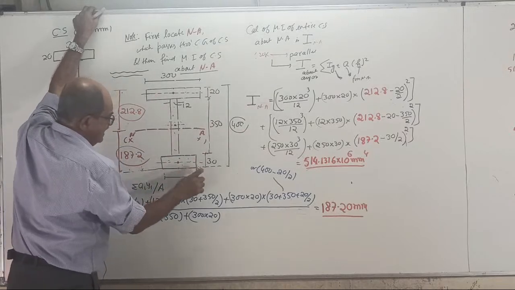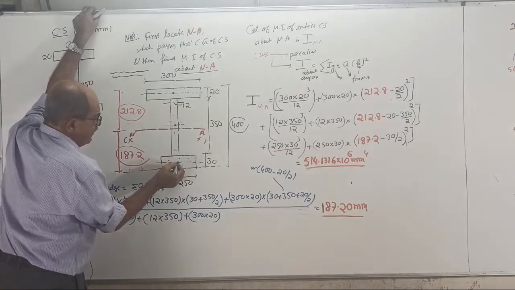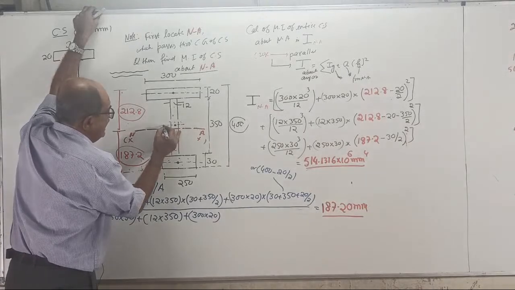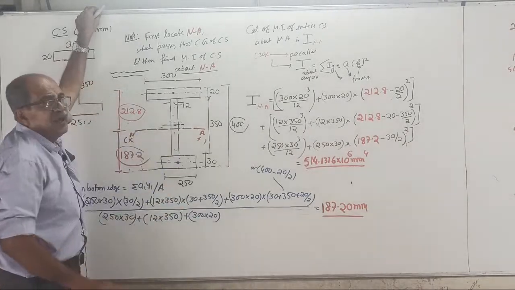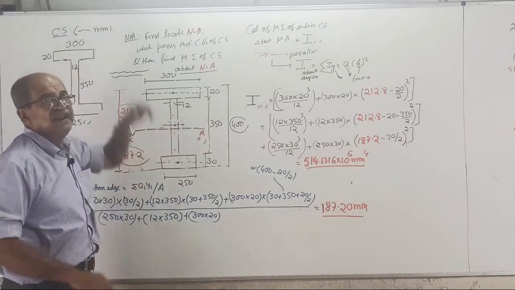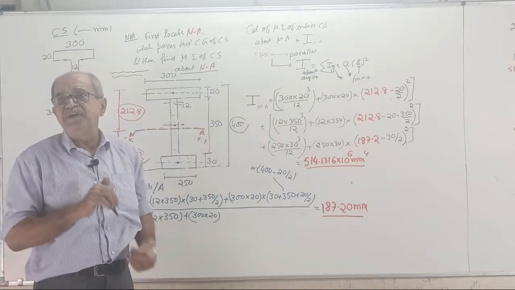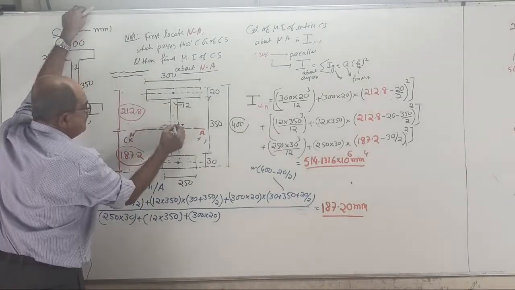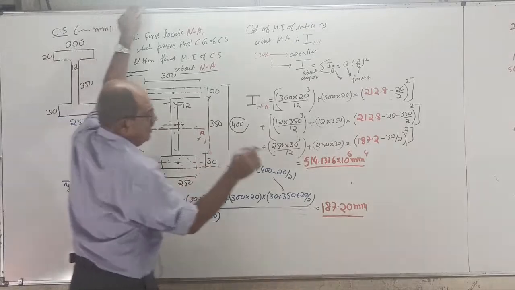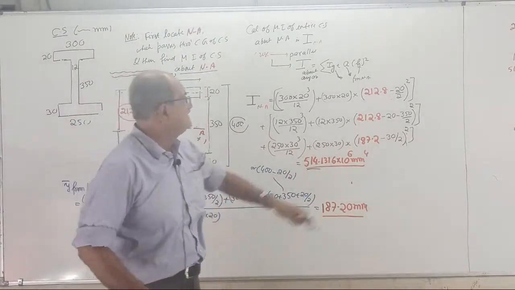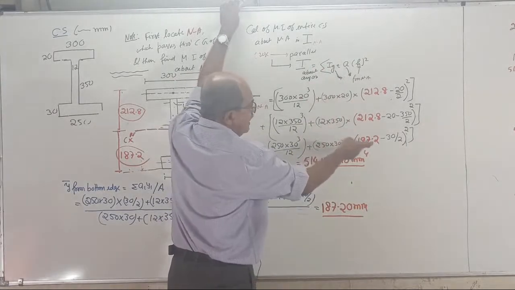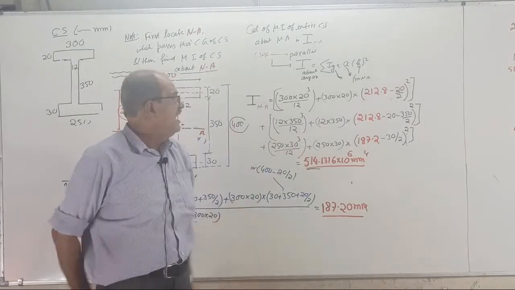For the bottom one, 250 into 30 cube by 12 plus area into the distance from CG to here, squared, which is 187.2 minus 30 by 2 square. For the web, first about its own axis, 12 into 350 cube by 12 plus area into this distance square. Last time I told you to look at this side. You wrote the wrong entry and whatever I wrote there. Even though it was a wrong calculation, the principle is correct. But now look this side. I want this distance square: 212.8 minus 20 minus half of 350, squared. Last time everywhere wrong values were there, interchanged. Where 212.8 is there, last time I wrote 187.2, and where 187.2 is there, I wrote 212.8.